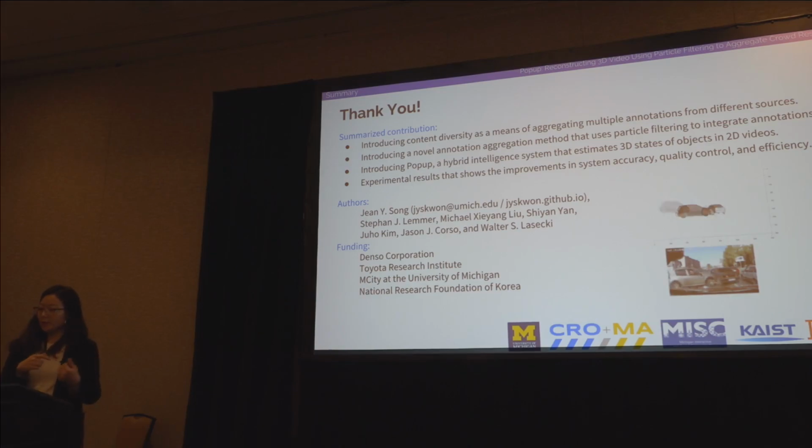And the system itself, which is a hybrid intelligence system to estimate the 3D state of objects in 2D videos, was also a contribution. And as future work, we are working on improving the system in terms of interface and the backend. So our goal is to achieve near centimeter level of error in terms of the final reconstructed scene. And thank you for listening.